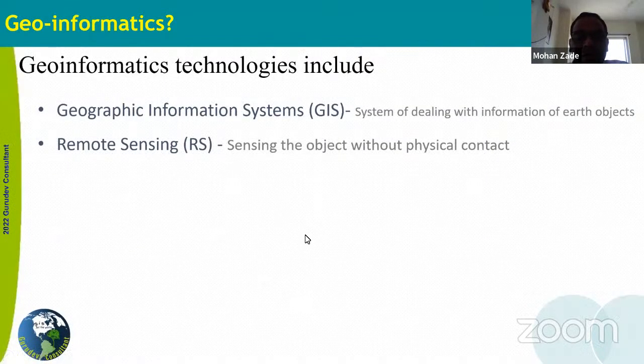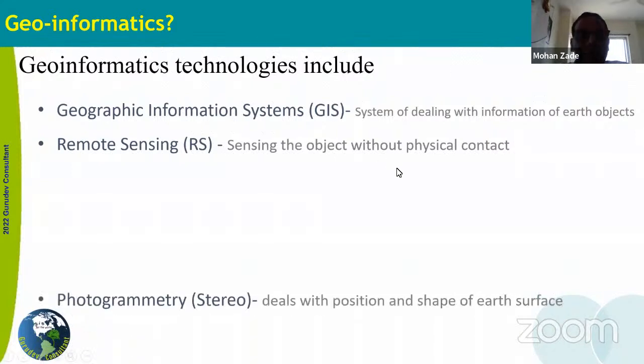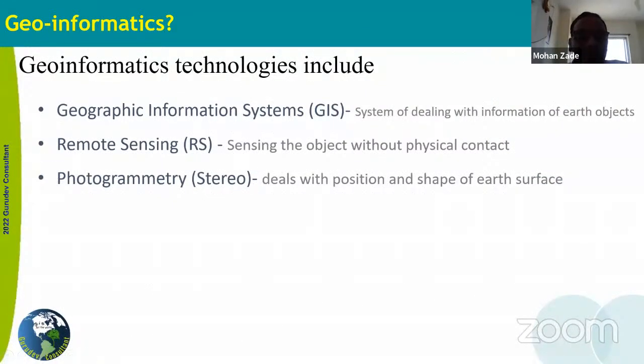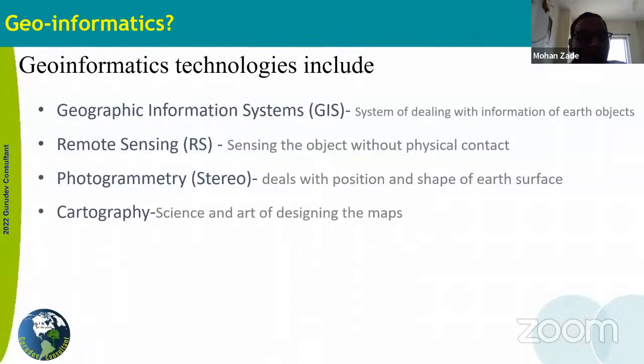Okay. And then second is remote sensing, that is sensing the object without physical contact with the objects. Third is photogrammetry, that is stereo, that deals with the position and the shape of the Earth surface. Like you have a 3D surface, a digital elevation model, or the elevation as a third dimension on the Earth. And the fourth is cartography.